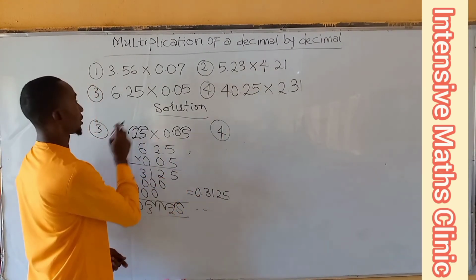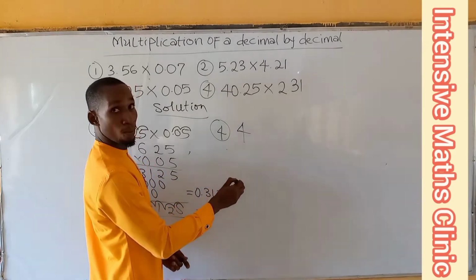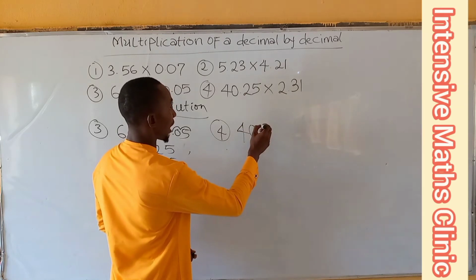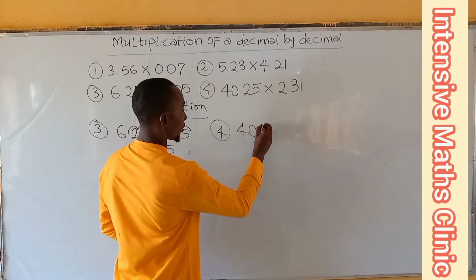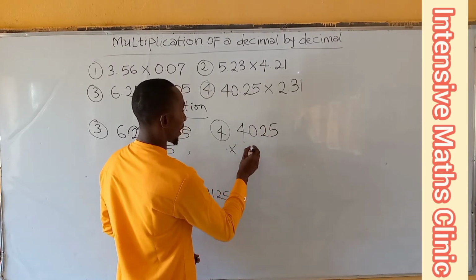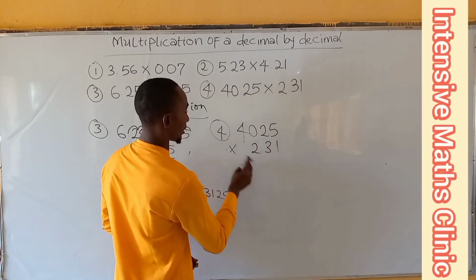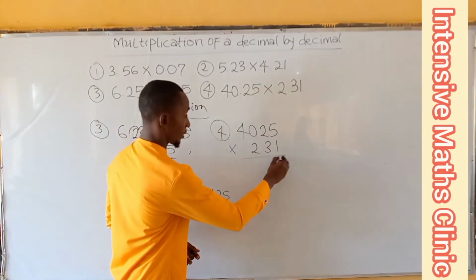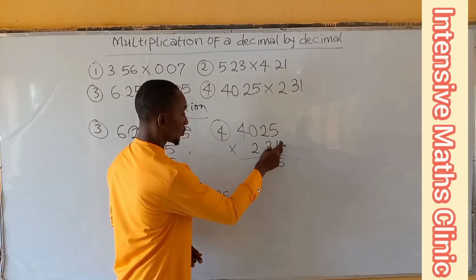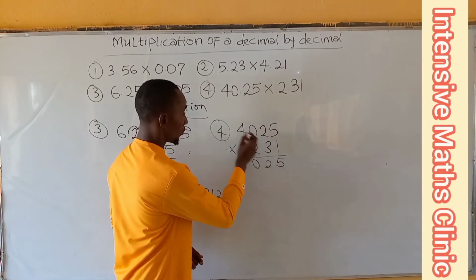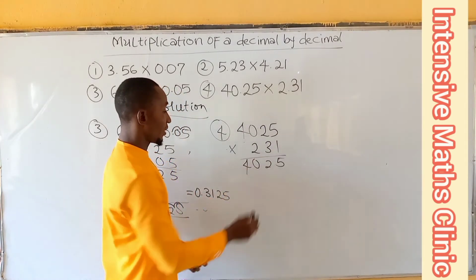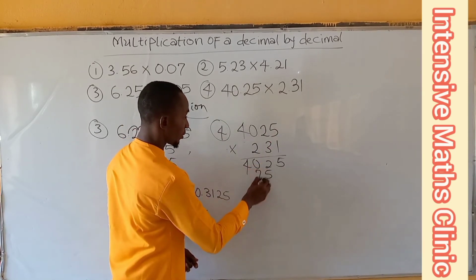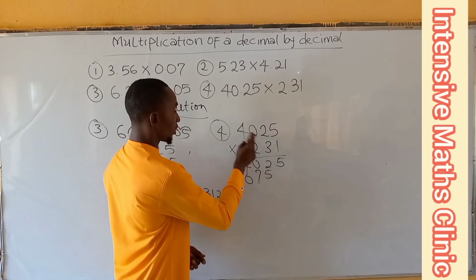So we're going to solve the fourth one here. The fourth question is 40.25 multiplied by 2.31. We'll represent this as a whole number; we'll remove the decimal point. 4025 multiplied by 231. So from here, 1 multiplied by 5 is 5. 1 multiplied by 2 is 2. 1 multiplied by 0 is 0. 1 multiplied by 4 is 4. 3 multiplied by 5 is 15. Write 5 and take 1. 3 multiplied by 2 is 6, plus this 1 is 7. 3 multiplied by 0 is 0. 3 multiplied by 4 is 12.